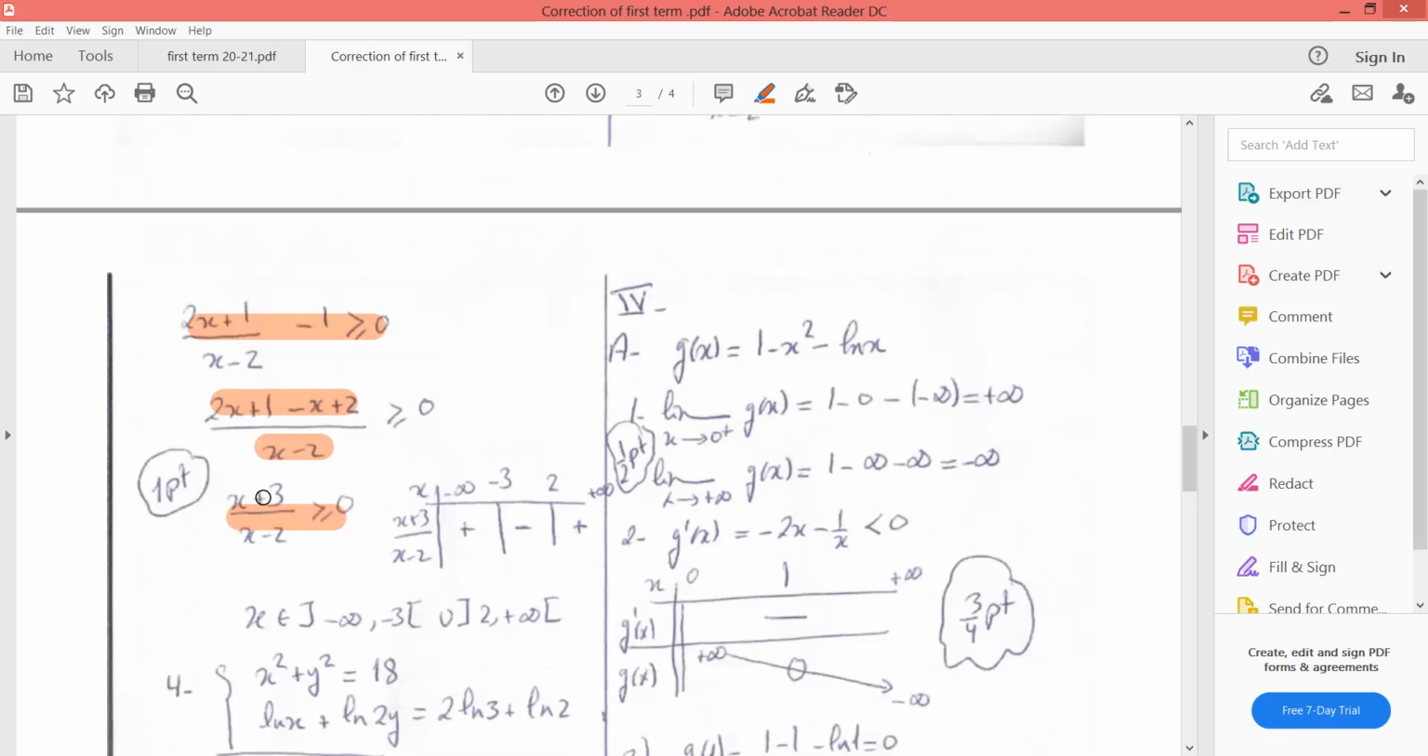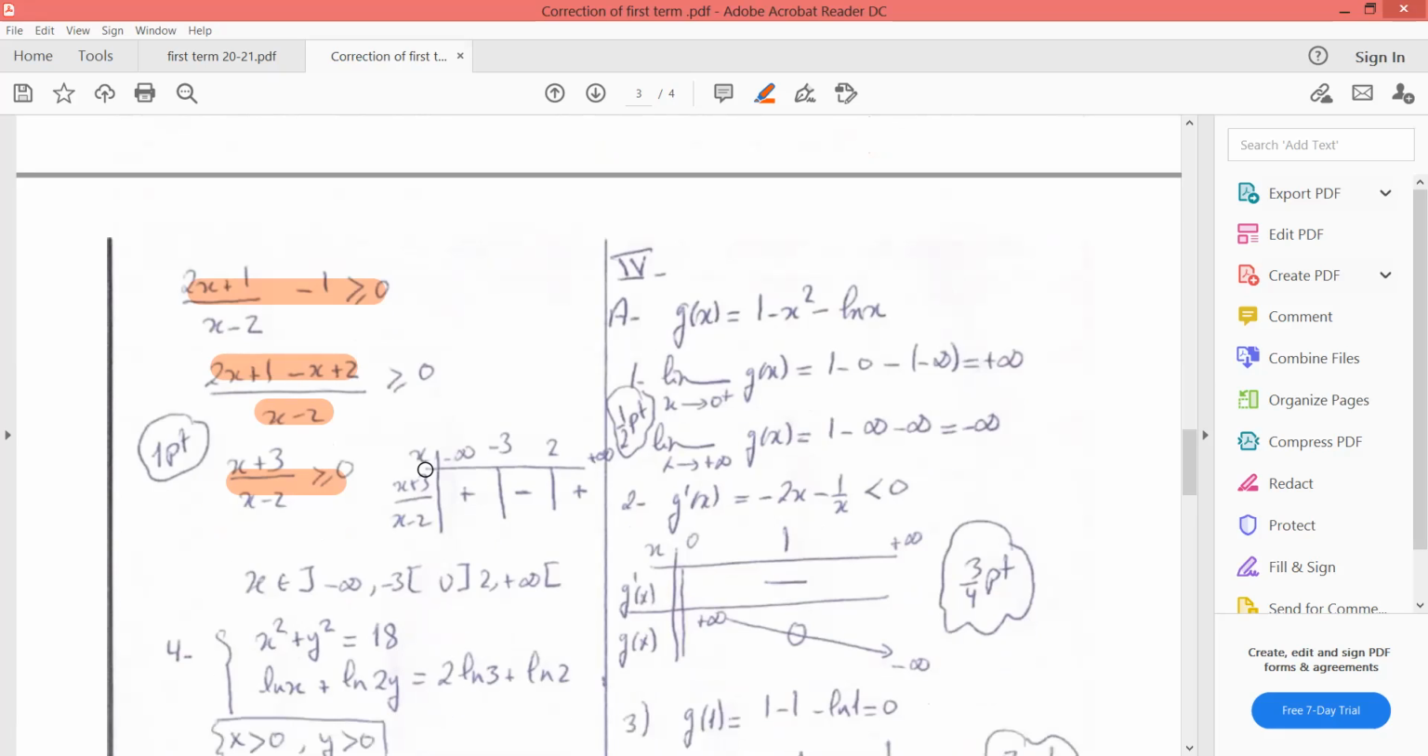Sign table for this one. So x + 3 = 0, x = -3; x - 2 ≠ 0, x ≠ 2; from negative infinity to positive infinity. If we take 0, which is included between -3 and 2, if we put 0 here, I get negative, positive, negative, positive. I need a solution ≥ 0.